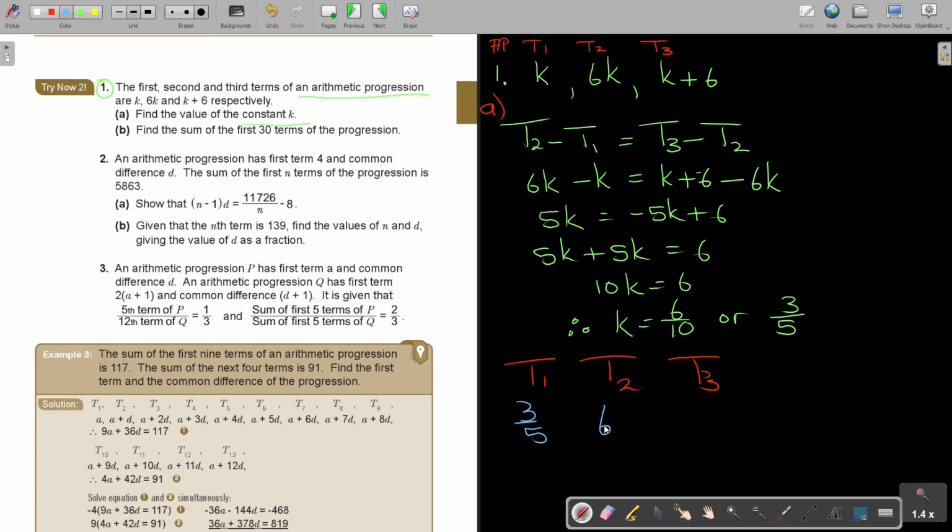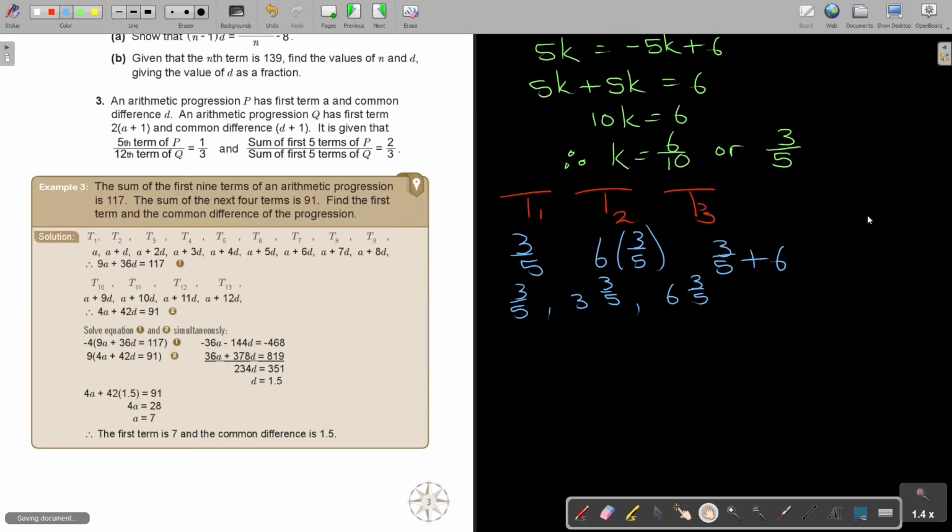And this is going to be 6, 3 over 5. And this is going to be 3 over 5 plus 6. So this is going to be 3 over 5, and this is going to be 6 and 3 over 5. Okay, but let's see if we can find it without that. So let's just find term 30.